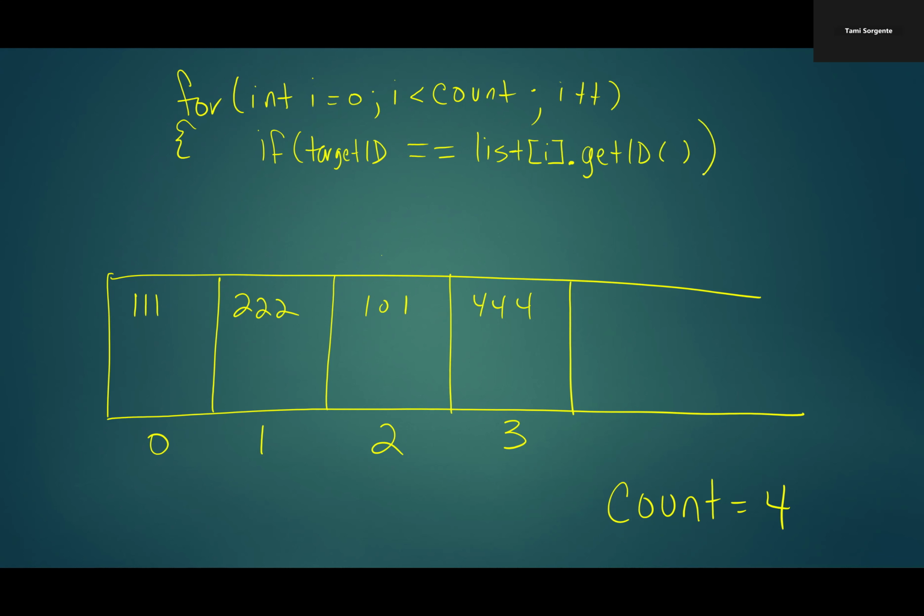If we found it, we're not going to return the index. We're going to actually return the entire vegetable. So if the target ID was 101, we're going to return this vegetable. The return type is vegetable. You're going to return list at index I. List at index I is a vegetable, so you're going to return the entire vegetable. If after searching all the way through you don't find it, you're going to return list at index 0.